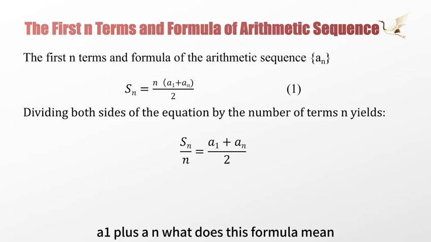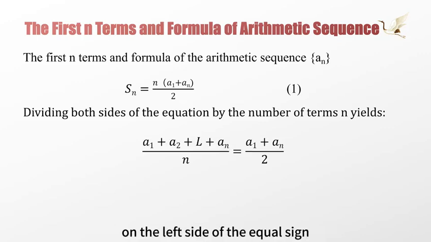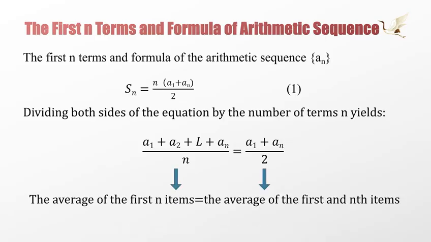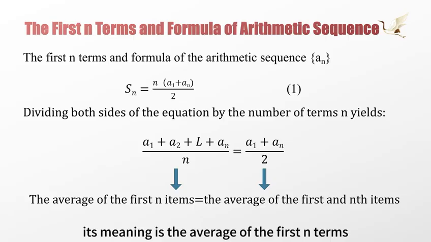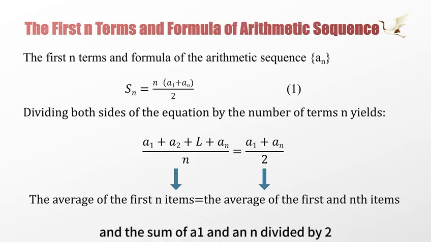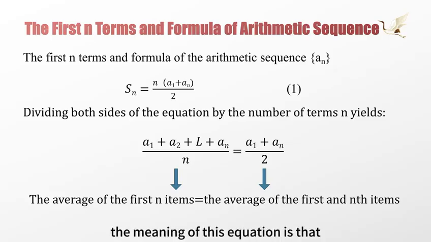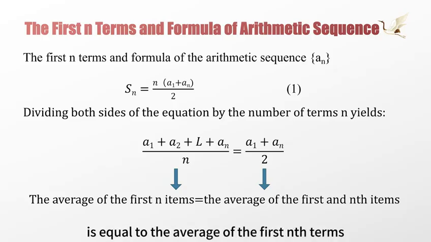What does this formula mean? On the left side of the equal sign, we can also write it as the sum of a1 to an divided by n. Its meaning is the average of the first n terms. The sum of a1 and an divided by 2 on the right side of the equal sign is the average of the first and nth terms. The meaning of this equation is that the average of the first n terms of an arithmetic sequence is equal to the average of the first and nth terms.